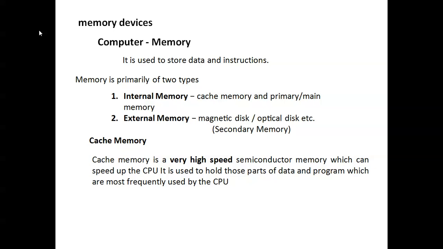So coming to the internal memory: cache memory, primary and main memory. These are internal. And cache memory is a very high speed semiconductor memory, which can speed up the CPU. Speed will be very good compared to the other memories. Why? Because the memory range they use is different. The CPU frequently uses the cache memory for data and programs, and the most frequently used memory is cache memory.